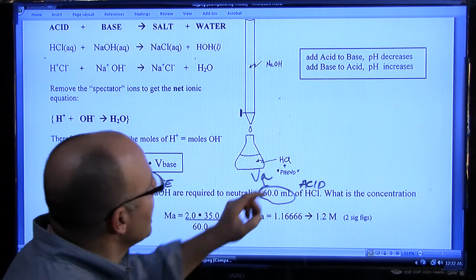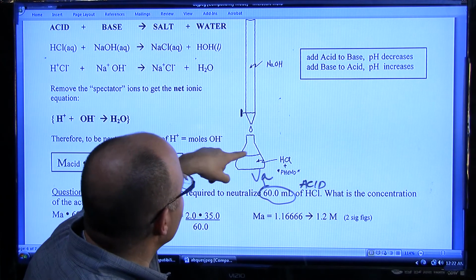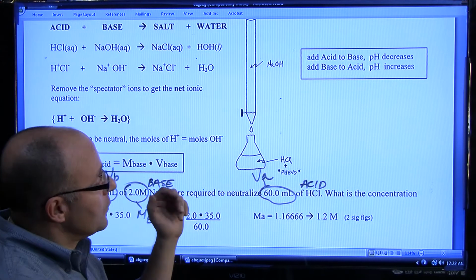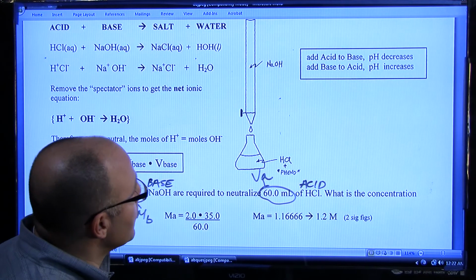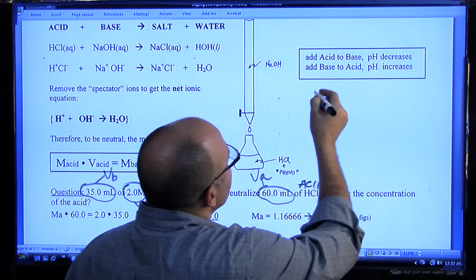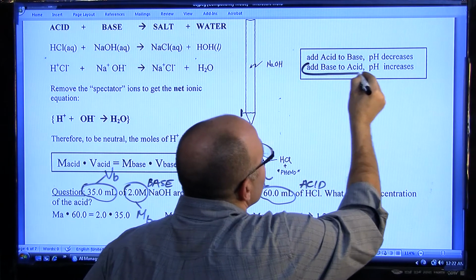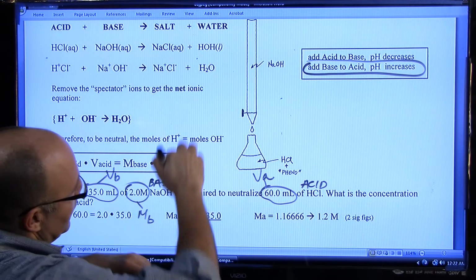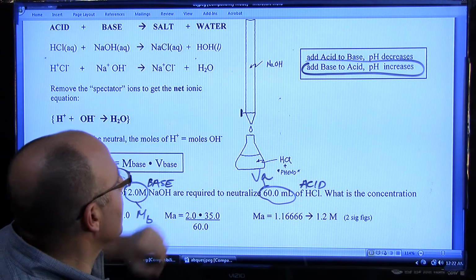Also, you want to note, in this case, we were adding base to acid. So that means the pH would steadily increase until it reached a pH of 7. Because whenever you titrate a strong acid with a strong base, which is what HCl and NaOH are, the end point is a pH of 7. All right, so when you add base to acid, the pH increases. And of course the opposite is true too. You could flip this around and have the NaOH be your unknown, and you could add HCl to NaOH.